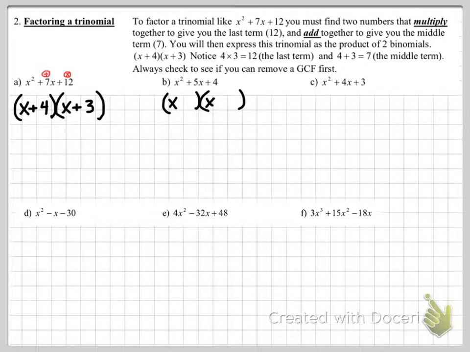And the only thing that's going to work there would be 4 and 1, because 4 times 1 is 4, and 4 plus 1 would be 5. So one is going to be x plus 4, and one is going to be x plus 1. And it doesn't matter which order.